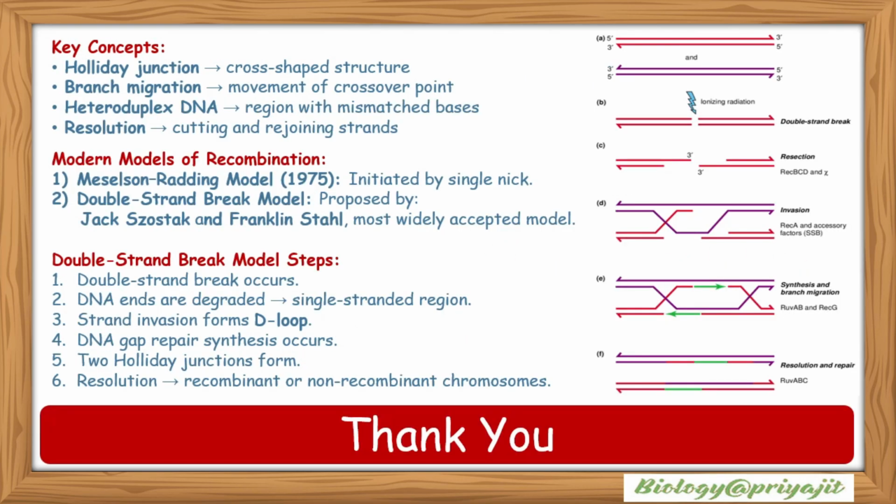So what are the key concepts? Holliday junctions make a cross-shaped structure. Branch migration causes movement of the crossover point. Heteroduplex DNA is a region with mismatched bases, and resolution is performed by cutting and rejoining DNA strands.